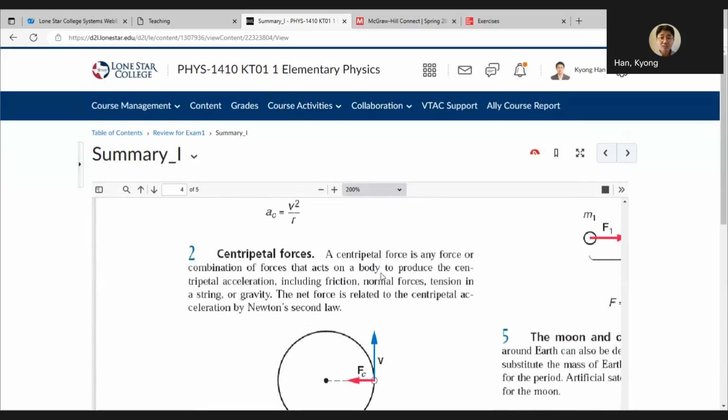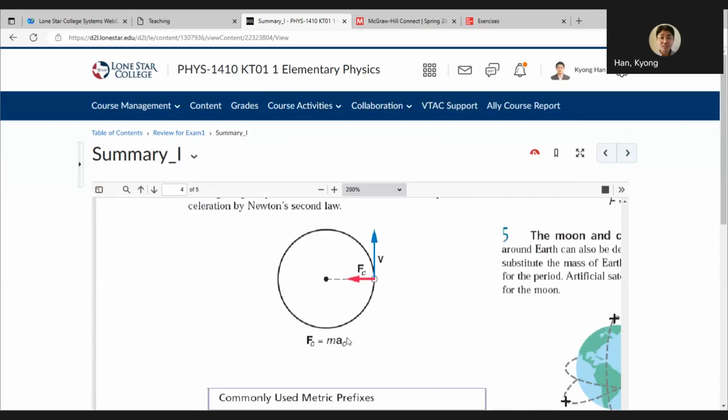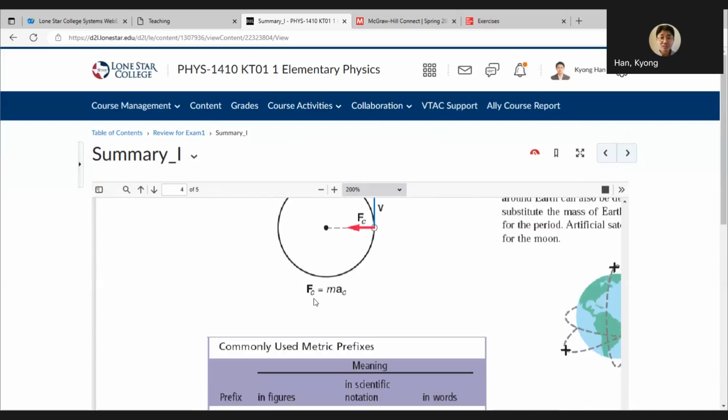Centripetal force is any force or combination of forces that acts on a body to produce the centripetal acceleration, including friction, normal forces, tension in a string, or gravity. The net force is related to the centripetal acceleration by Newton's second law: Fc equals m a_c, where Fc is the centripetal force, m is the mass of the object, and a_c is the centripetal acceleration.